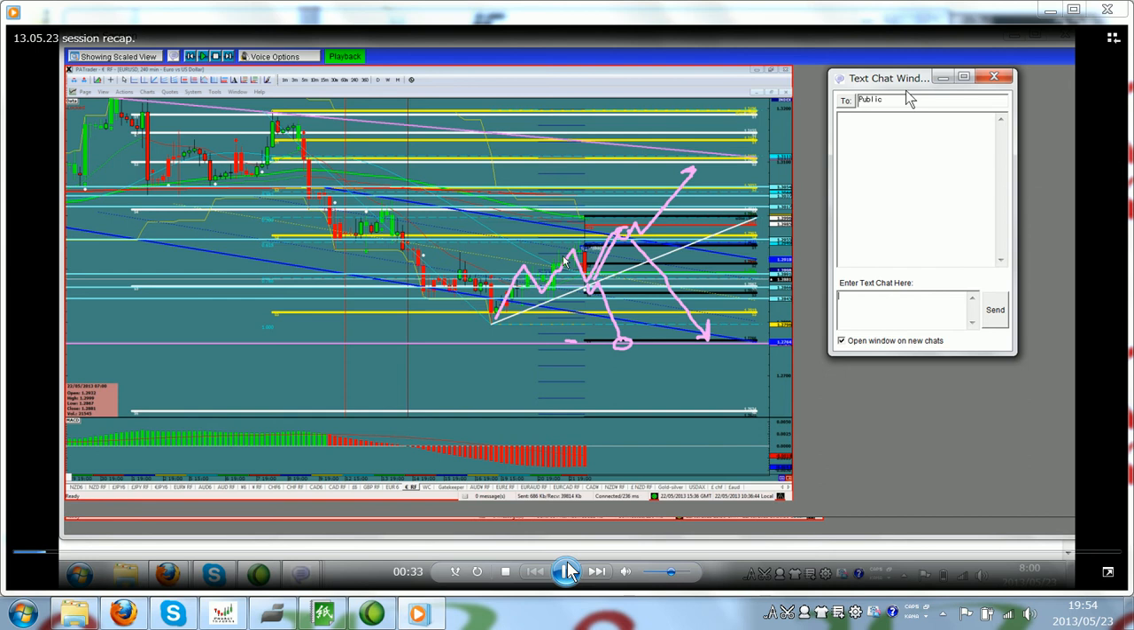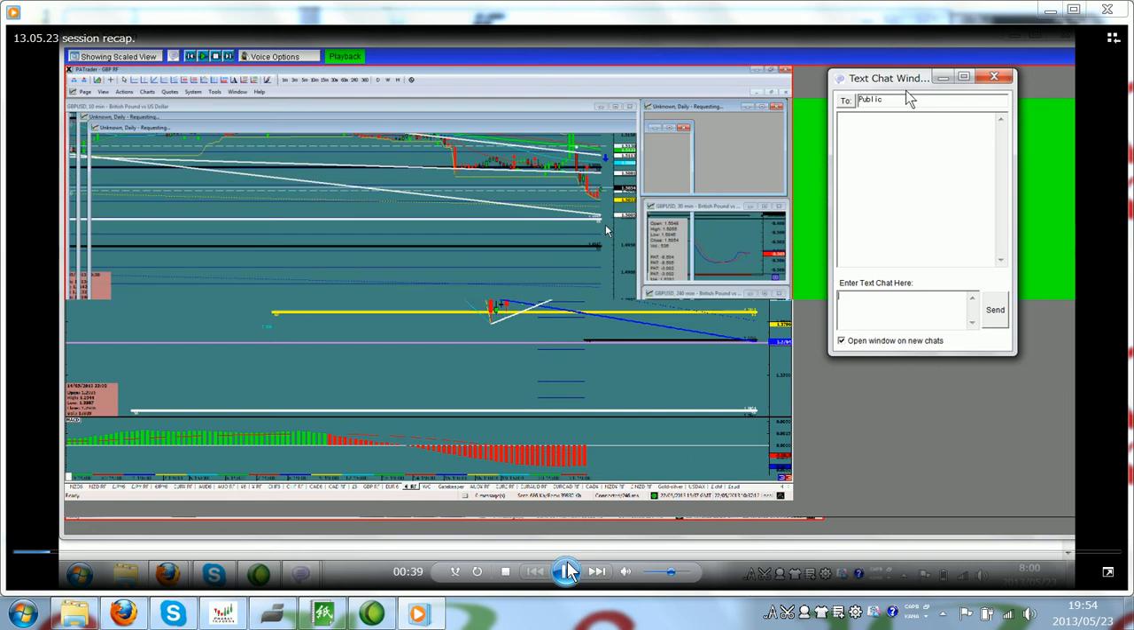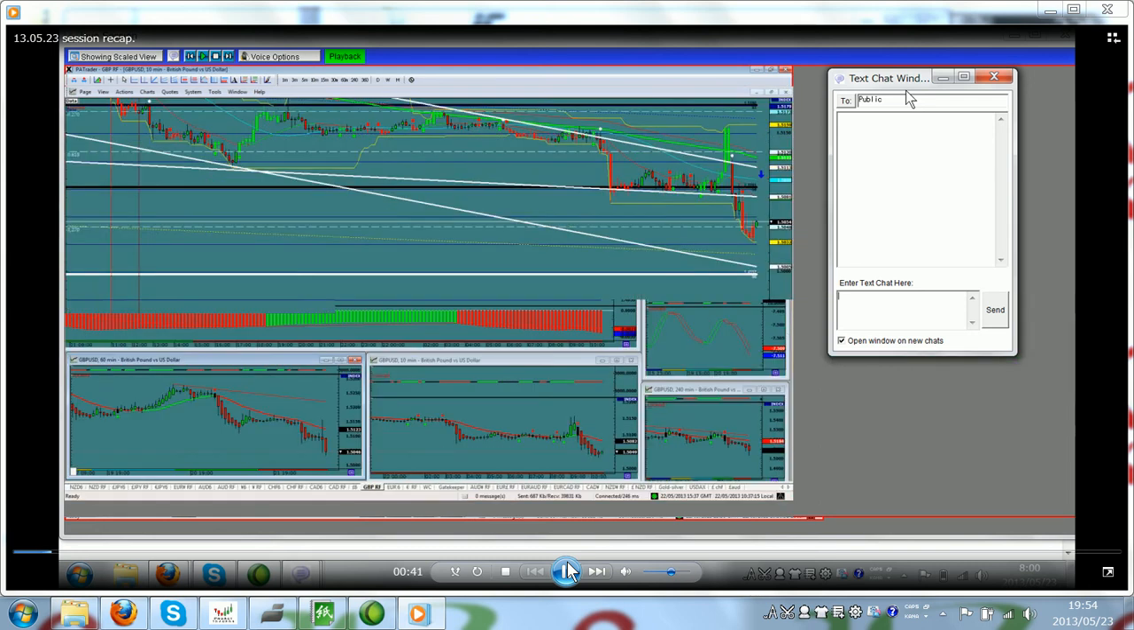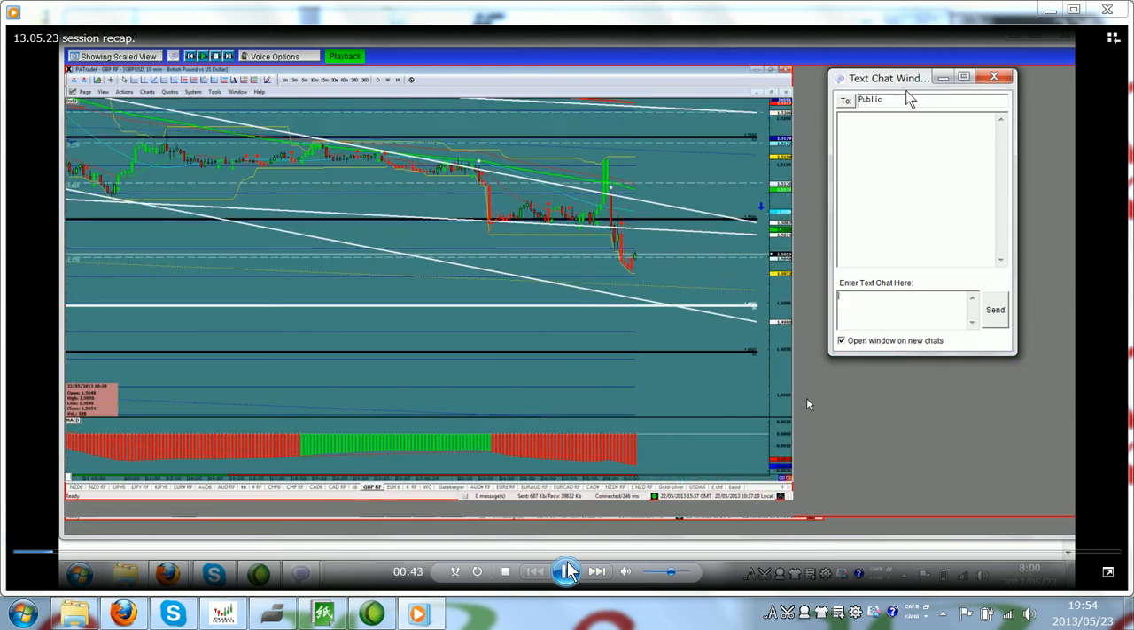All the targets are to the downside. Right? So we'll just have to see what happens here on this. Right? So that's that. British pound. Let's trade.